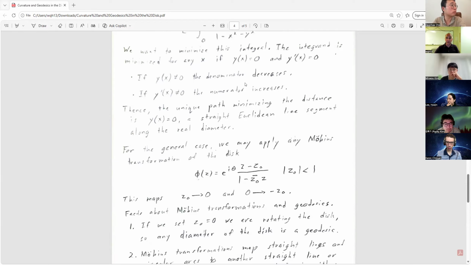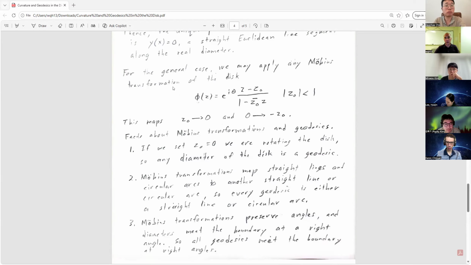And so now, for the general case of all geodesics, we're going to apply our Mobius transformations of the disk that we talked about a few weeks ago, I think. So once again, this is the form of our Mobius transformations of the disk. This particular transformation, for any Z naught that's in the disk, maps Z naught to 0 and 0 to negative Z naught.